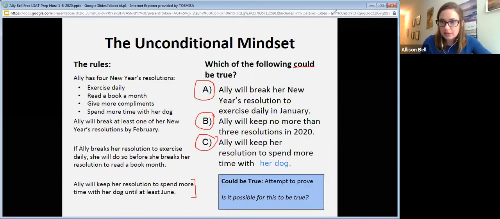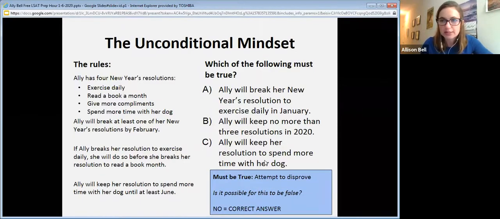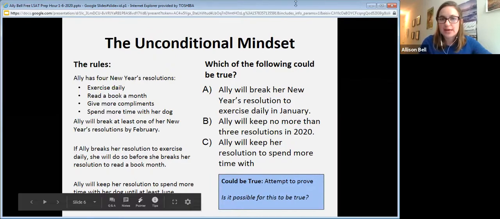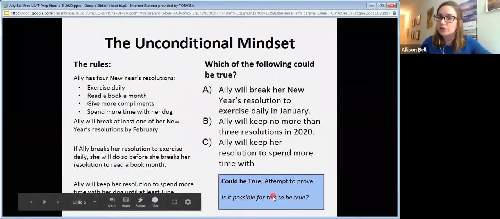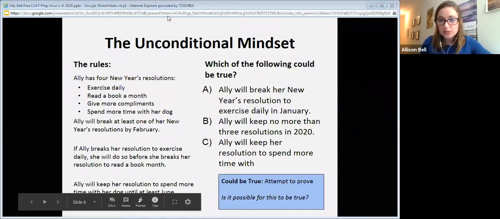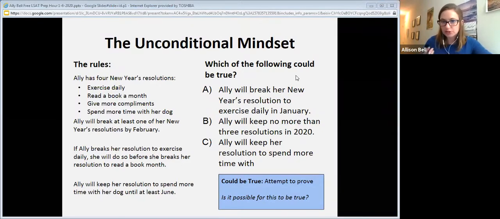It's very common on the LSAT logic games, when you get a must be true question, like the last one that we had, for some of the incorrect answers to be things that are possible, but they don't actually have to be true. So we want to have a different mindset when we're working on a could be true question. We're no longer trying to prove that each of these things could be false. There are definitely answers here that could be false, like A and C could be false. We're trying to just prove, is it even possible for this to be true at all?